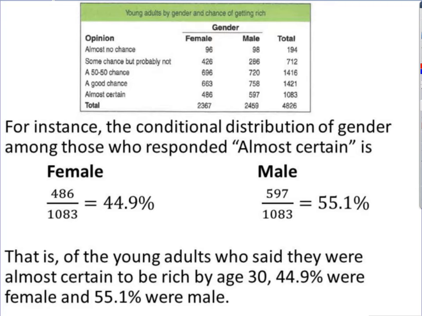So if we look at the almost certain category, instead of splitting them by opinion, we're going to split them by gender. And we know that there were 1,083 people in that survey total who were almost certain they would be rich. Of those 1,083 people, 486 of them were female and 597 of them were male. If we turn those into percents, we see about 45% of the people who said they were almost certain they were going to be rich were females, while 55% of those people were males.